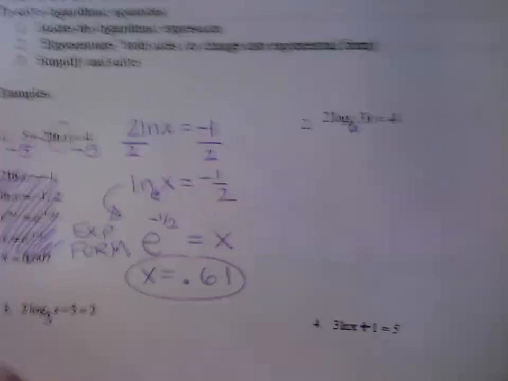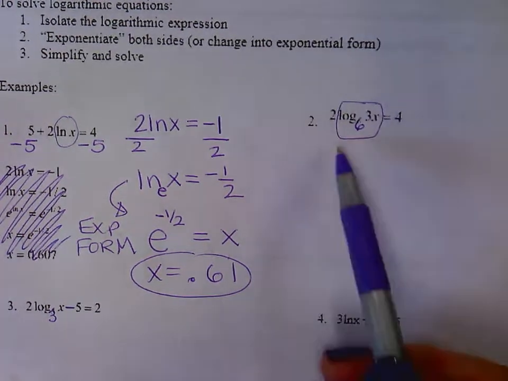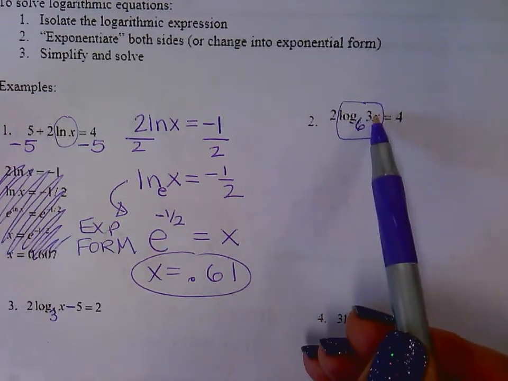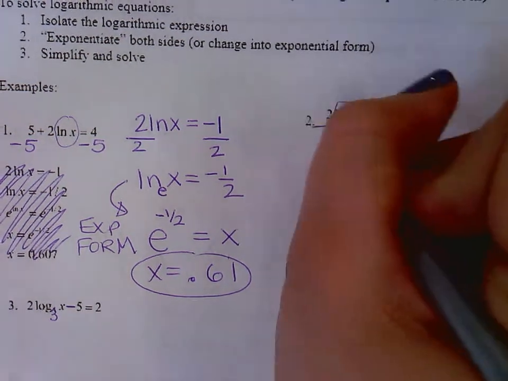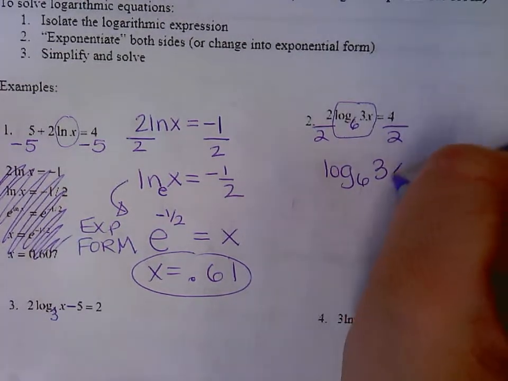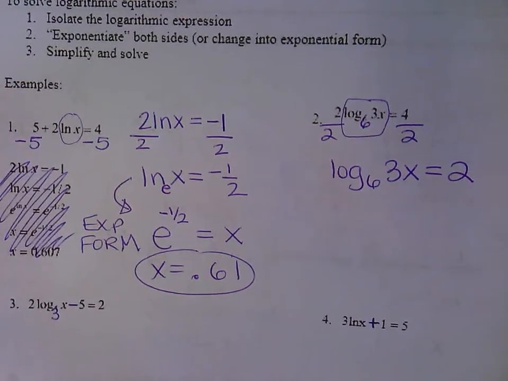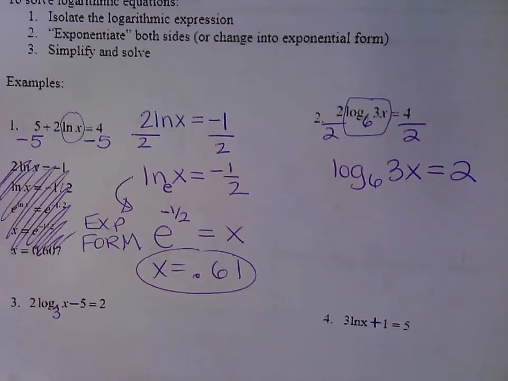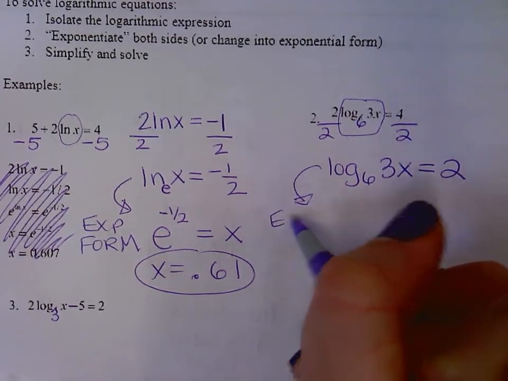What do I have to do first? This whole thing is the log function. I just need to divide by 2 before I start the problem, right? Divide by 2 on both sides. So I have the log base 6 of 3x equals 2. This would be a good no calculator question because what's my next step? Change it into exponential form. What is my exponential form?